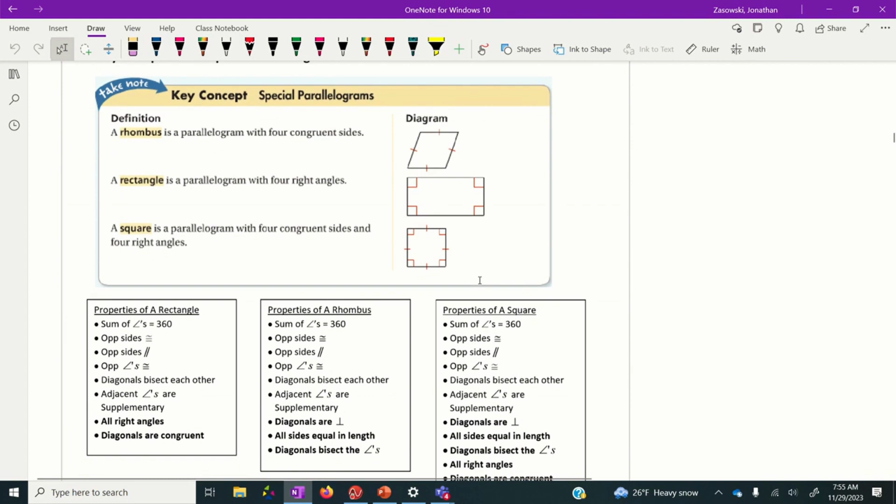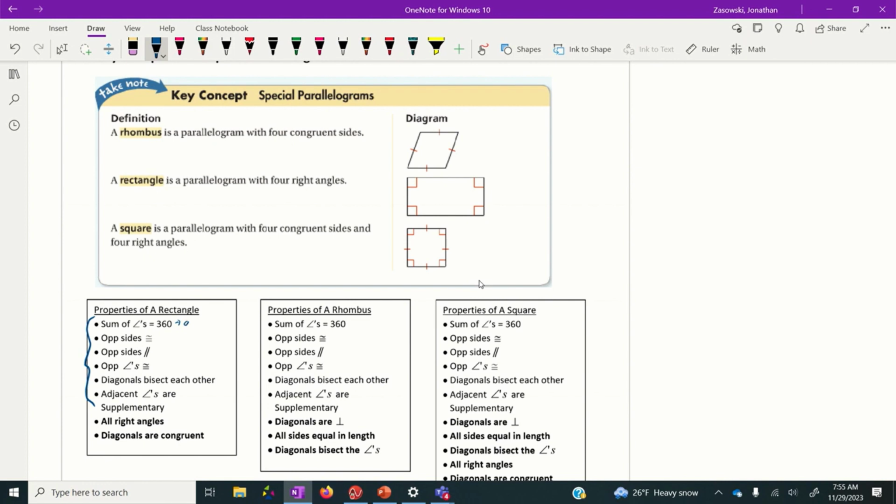So we are talking about, once again, special parallelograms. The special ones we're going to talk about are a rhombus, rectangle, and square. So the first shape we're talking about is a rhombus. If you take a look at our first figure there, notice that we have all sides marked congruent.